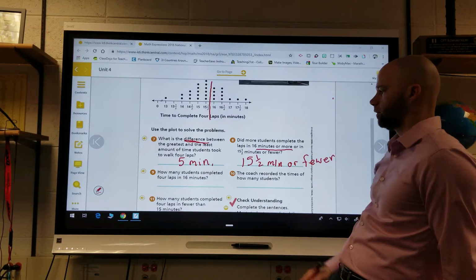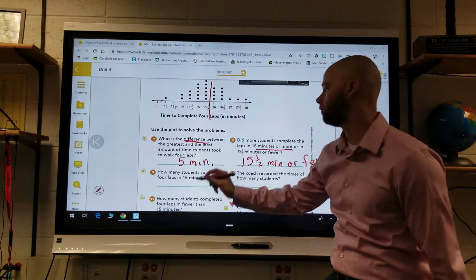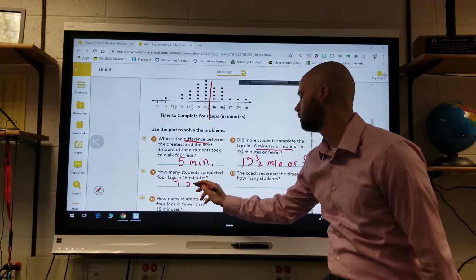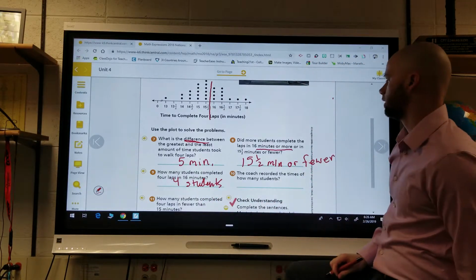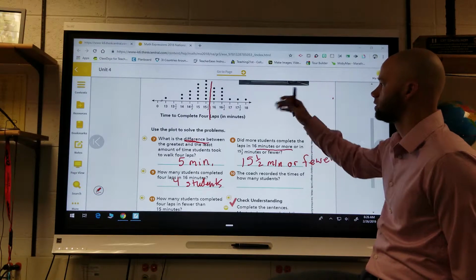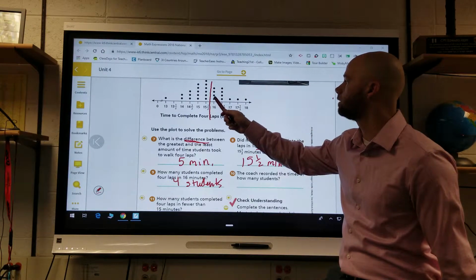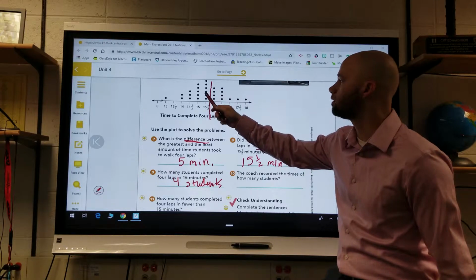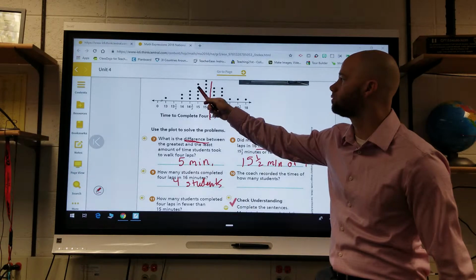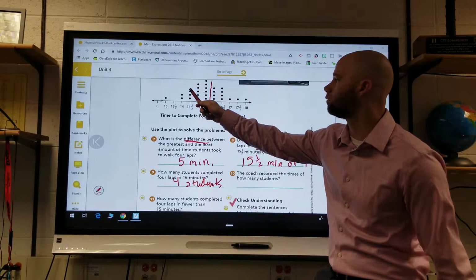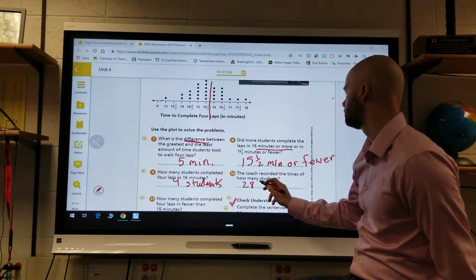How many students completed 4 laps in 16 minutes? So that would be 1, 2, 3, and 4 students. And the coach recorded the times of how many students? So this is just counting them all. So 1, 2, 3, 4, 5, 6, 7, 8, 9, 10, 11, 12, 13, 14, 15, 16, 17, 18, 19, 20, 21, 22, 23, 24, 25, 26, 27, 28. So total 28 students.